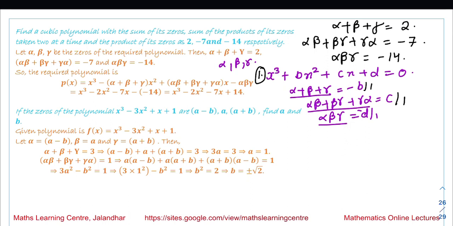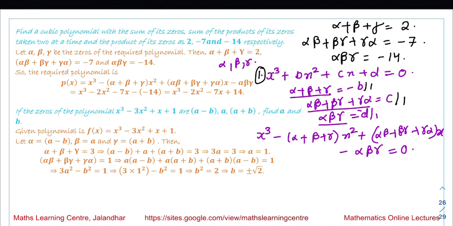So we get the value of b is this, c is this, and d is this. If we substitute these values here, we get x cube minus (alpha plus beta plus gamma) times x square plus (alpha beta plus beta gamma plus gamma alpha) times x, and lastly minus alpha beta gamma, equal to 0. If you write it equal to 0, it becomes a polynomial equation. Otherwise we are just talking about the polynomial, so you can leave the equal to 0 term. This is the formula that we have, so the polynomial p(x) will be of this form.